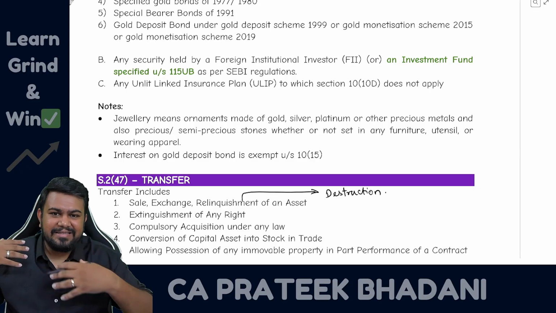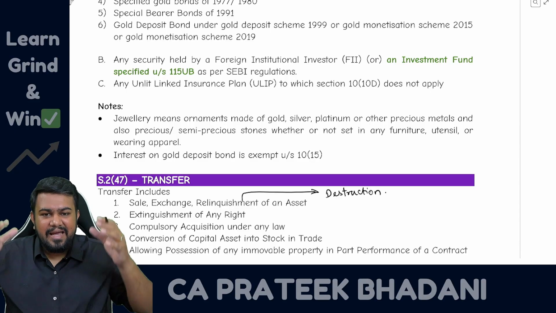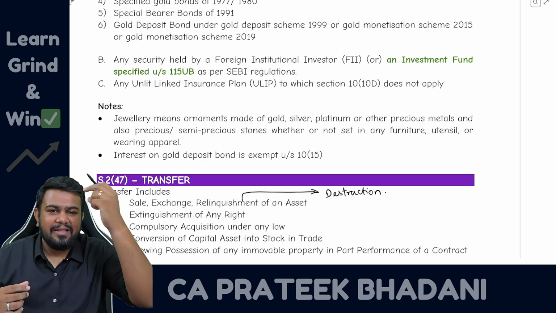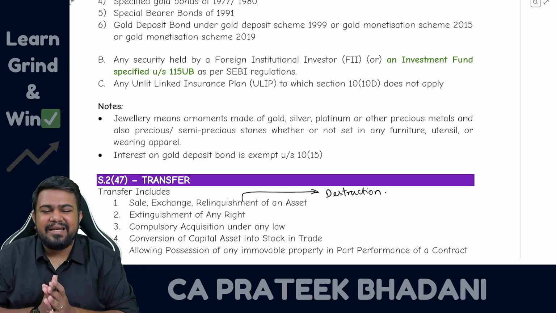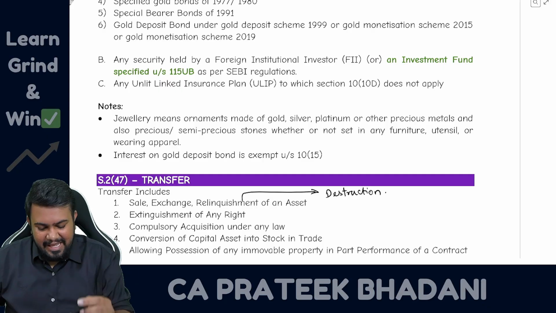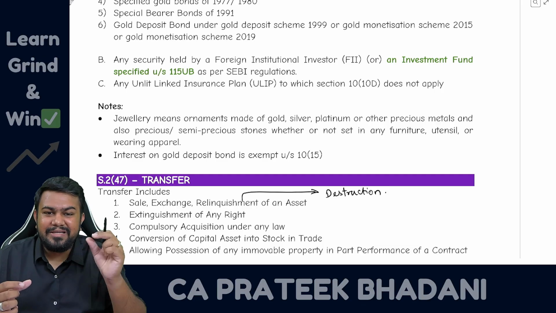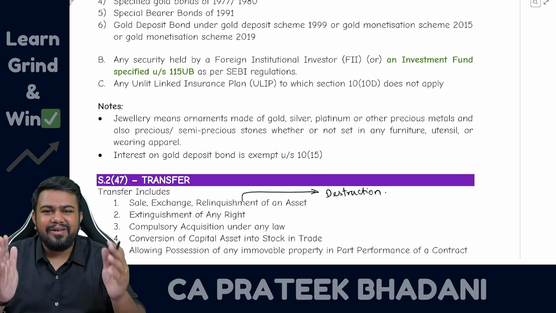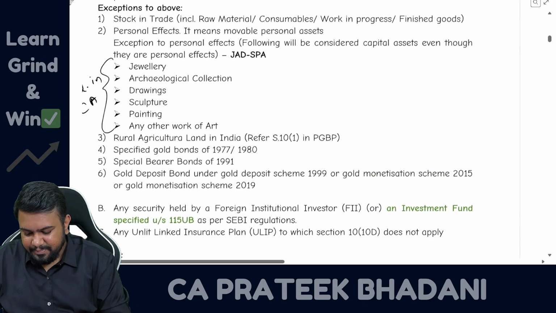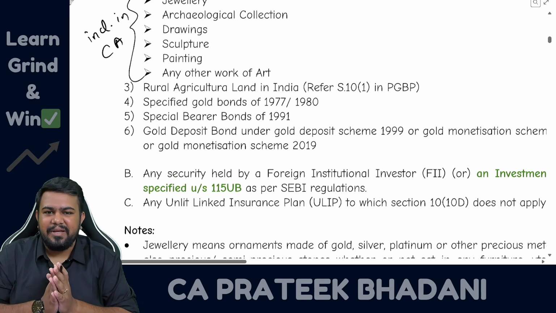Similarly, if there is a sari with diamonds on it, will it be considered jewelry? The answer is yes. If a crown is made of precious metal and some diamonds are there, will it be considered jewelry? The answer is yes. So jewelry does not mean only wearing apparel. Even if precious metal or precious stone has been used in furniture or utensils, that also will be considered jewelry. Fine.